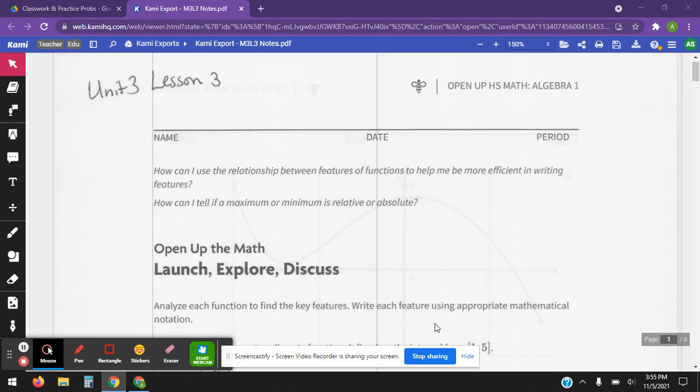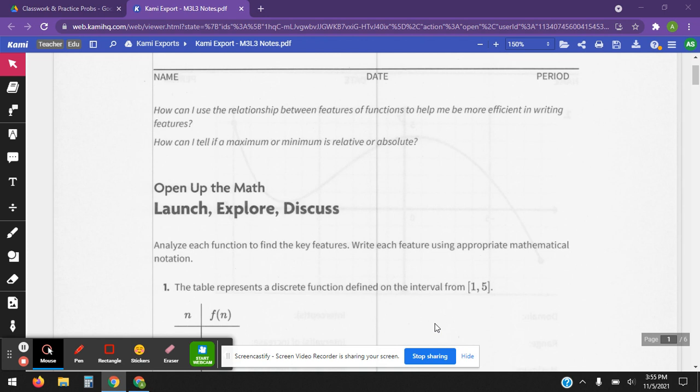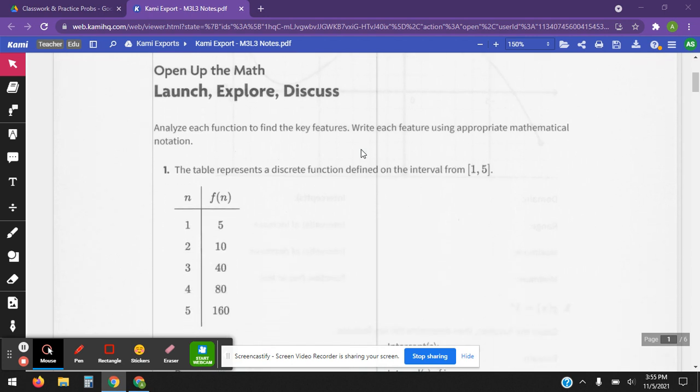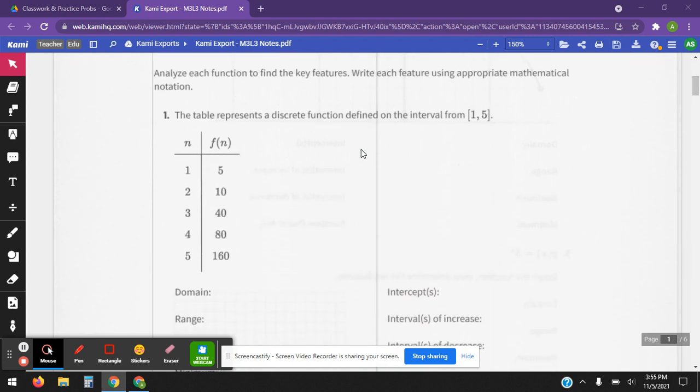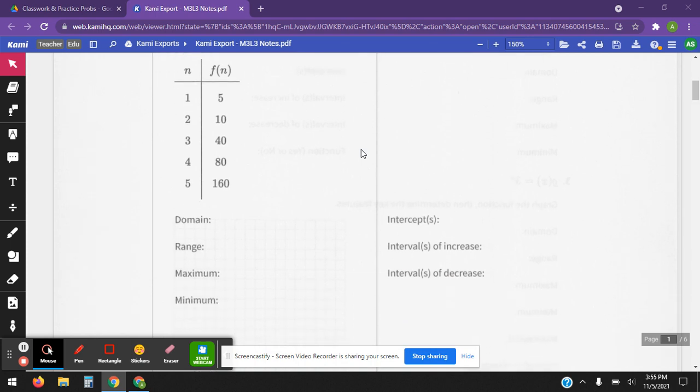We are practicing how we can find the features of the function, and we'll point out the relative and absolute maximum or minimums, but we're focusing mostly on the absolute with these. So we're going to analyze each of the functions. They're presented in different ways, and then we're going to find their key features.